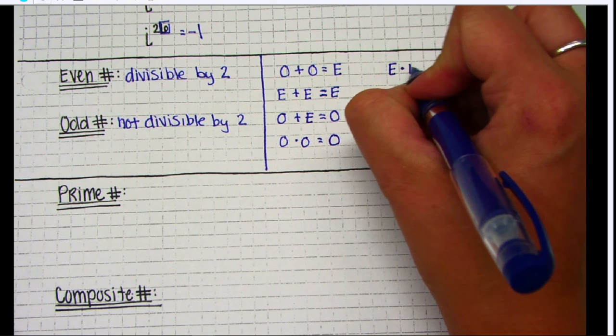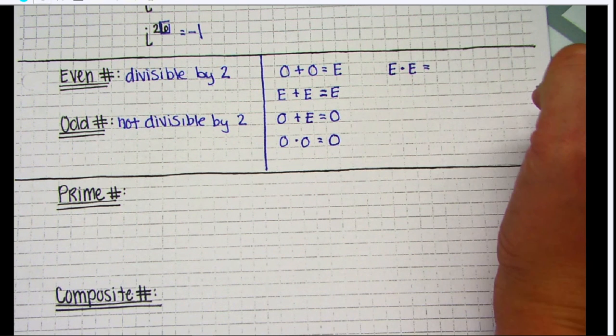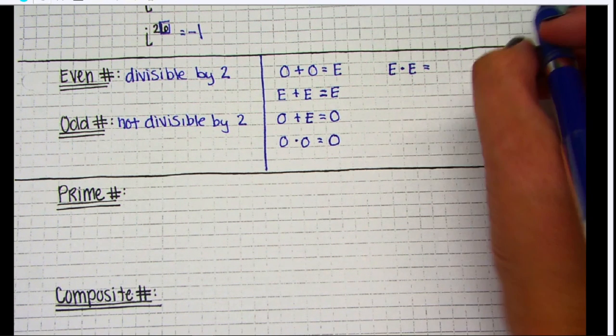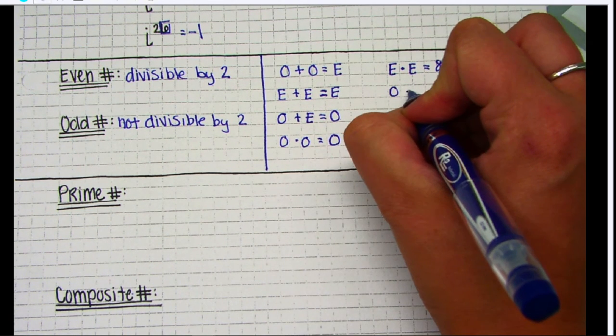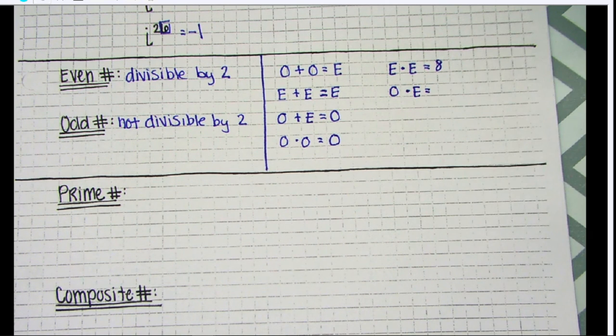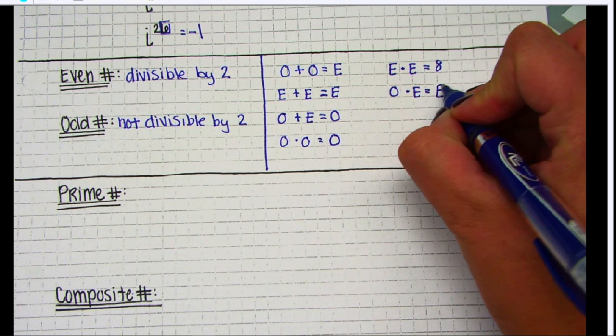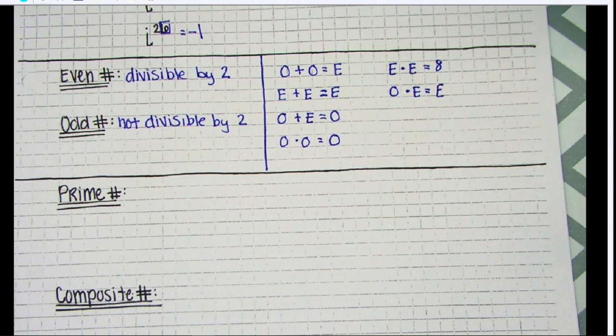Even times even. Even. 2 times 4 is 8. And then last one, odd times even. No. Just pick an odd number and an even number and multiply. 1 times 2 is even. It's even. You can do all these problems. You just have to pick a number. As long as you know the definition, you can do these. It just is going to take some getting used to thinking about problems without numbers.